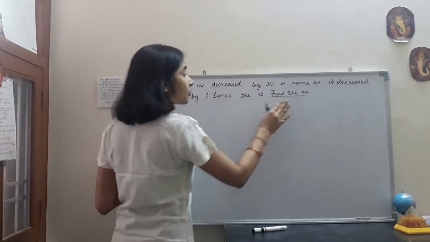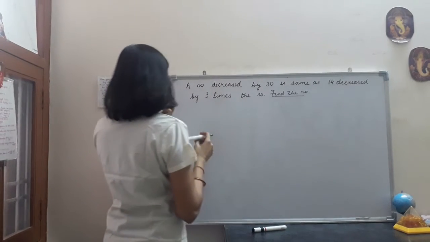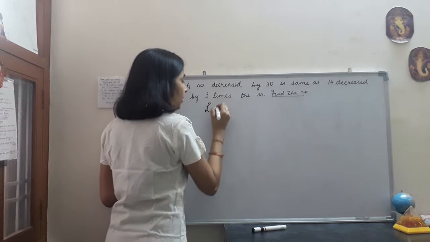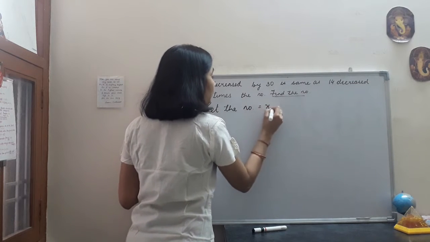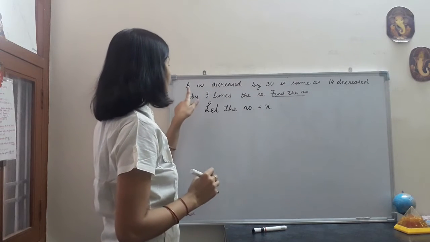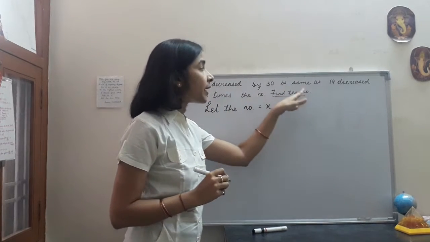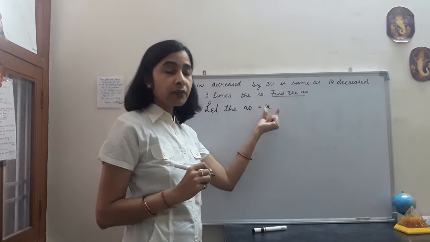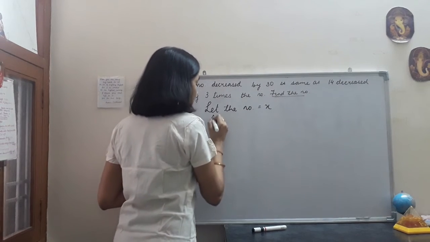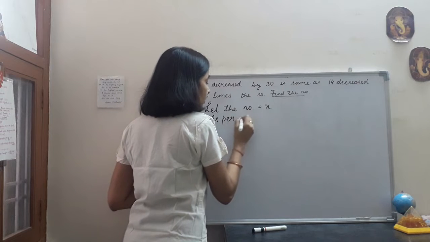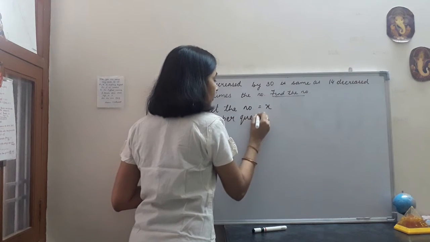Okay, so here we are supposed to find out the number. So what we will take, let the number be x. Okay, so let the number be equal to x. Now what relation is given to us? A number decreased by 30. That means this number is decreased by 30. Okay, now as per the question we are forming the equation. So just write here: as per question.